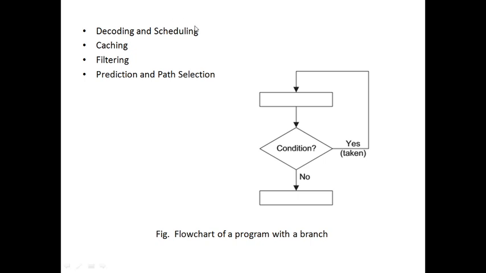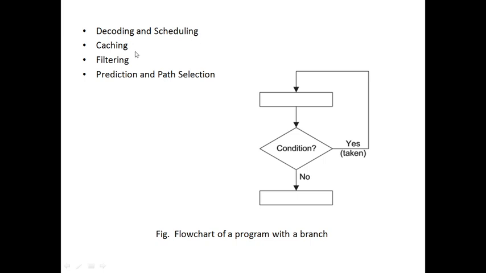That is the advantage when you do decoding and scheduling in the Transmeta Crusoe processor. And also, by using the code morphing software in Transmeta Crusoe processors, we get high performance and low power. That is the advantage here compared to the other x86 architectures.